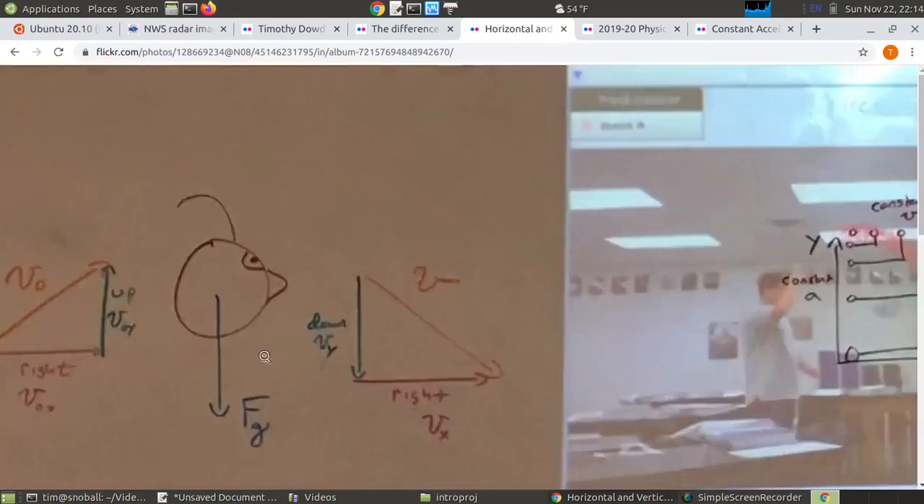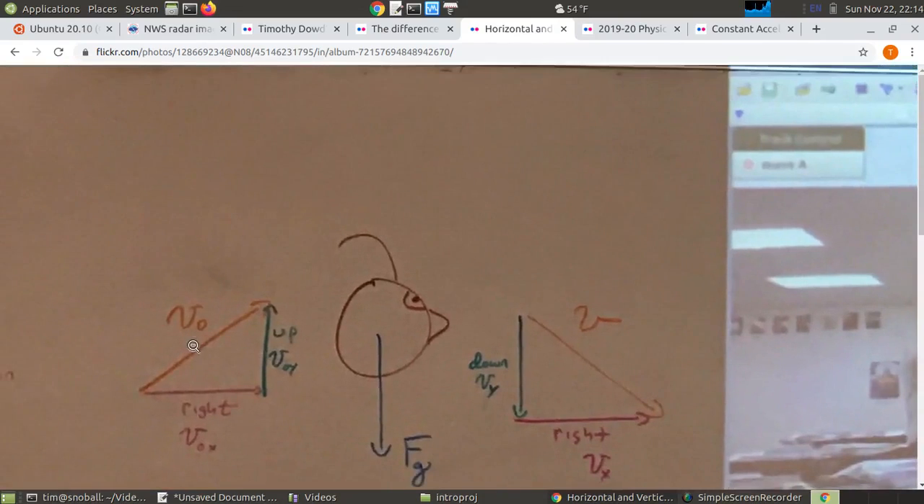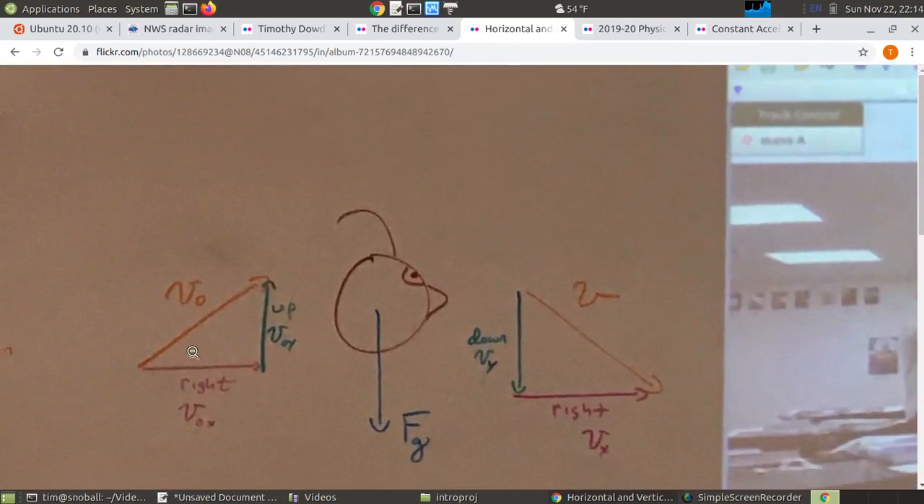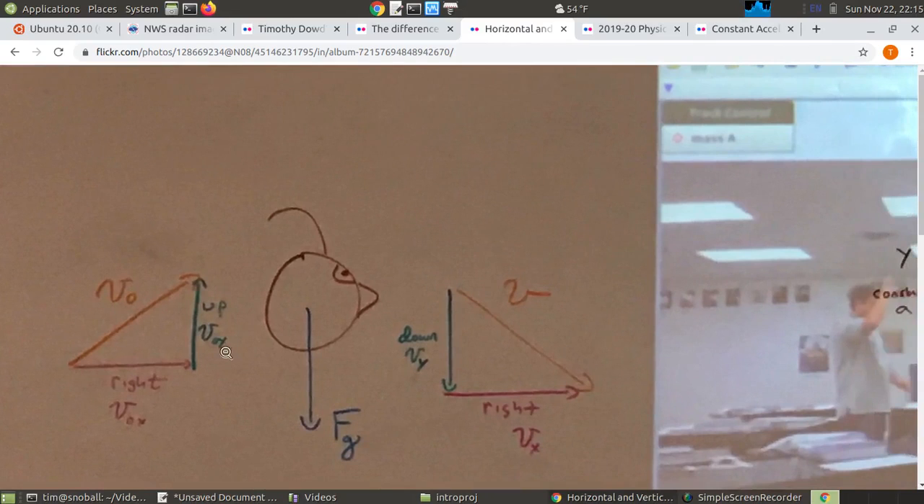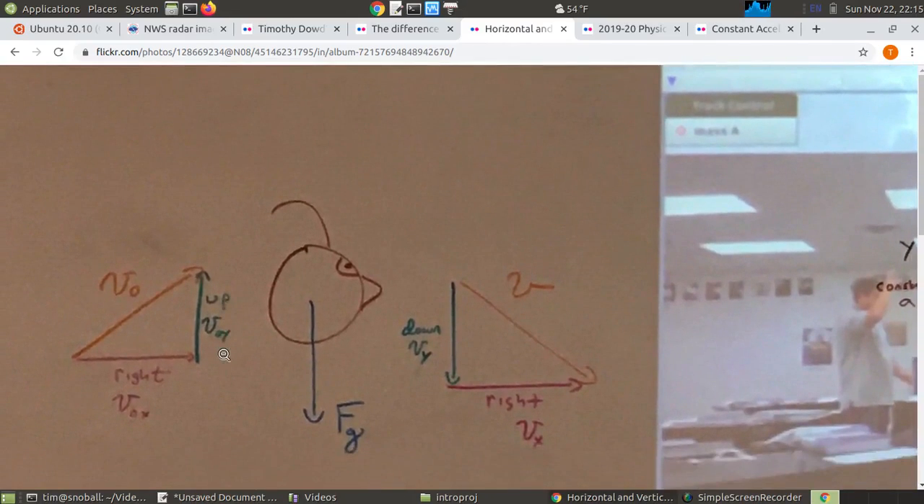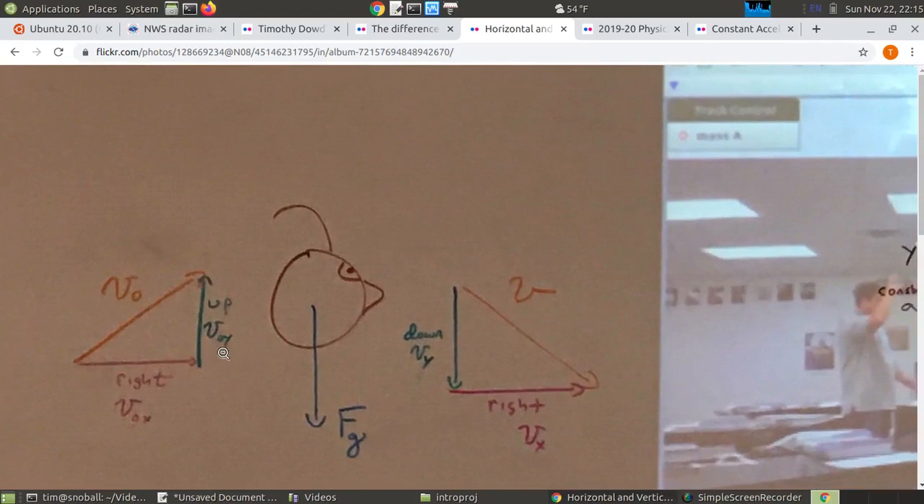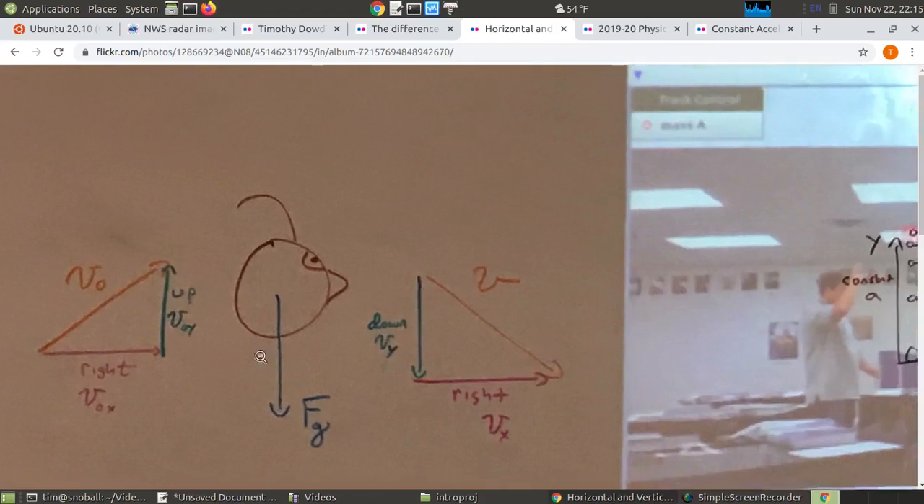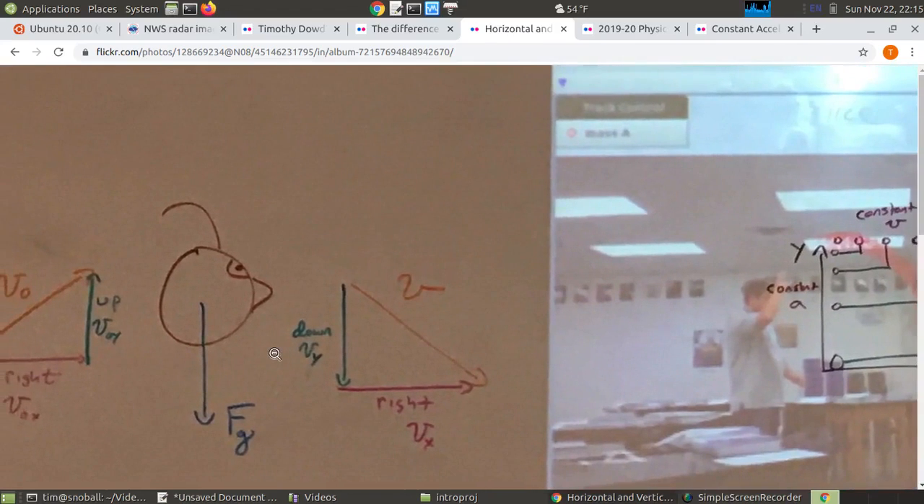Well, if we go back to that idea of breaking diagonal motion into pieces, we can see that the vertical piece is in the same dimension, the y-axis, as gravity. And we know what it'll do. Gravity will slow this velocity down because they're opposed, and it will speed this velocity up because they're in the same direction.